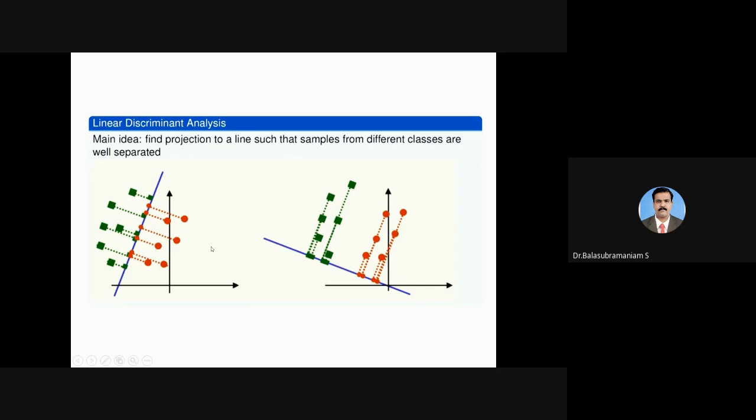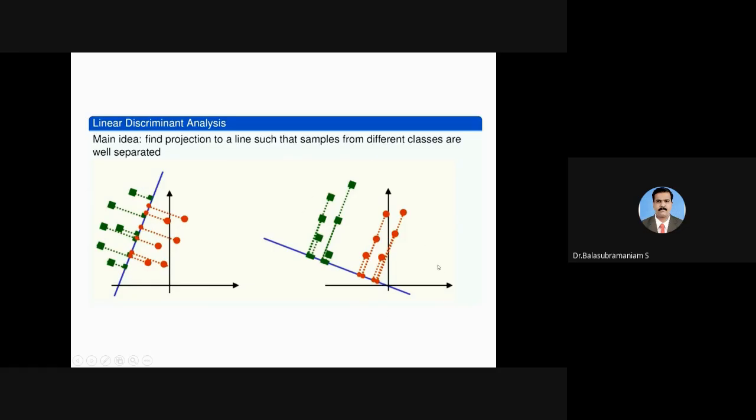This is for imaginary purposes only, not exactly how it works. If I apply PCA, I get this blue color line, which is the projection vector. I project my data points onto this line, but what happened? All the green color squares and red color circles overlap each other. After reducing from 2 dimensions to 1 dimension, I could not classify these into 2 separate classes. But in the right hand diagram, what happened?